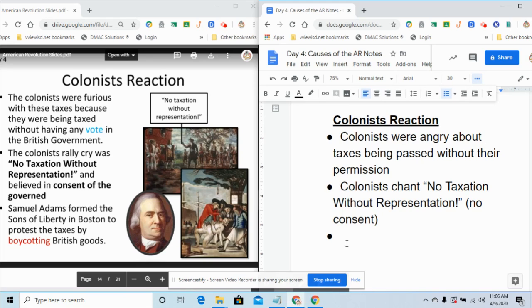Okay, so we're going to say Samuel Adams formed the Sons of Liberty, and we capitalize it because that is the formal name of their group, of their organization, I guess. Okay, and it happened in Boston, but we don't need to know that because we know about the Boston Tea Party. And they protested by boycotting. So they boycotted.